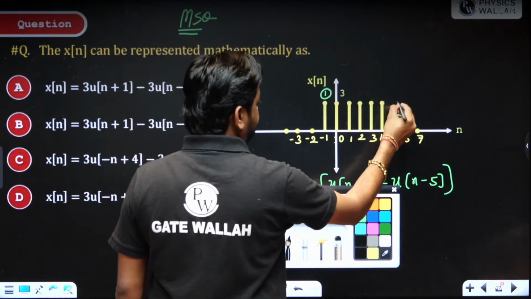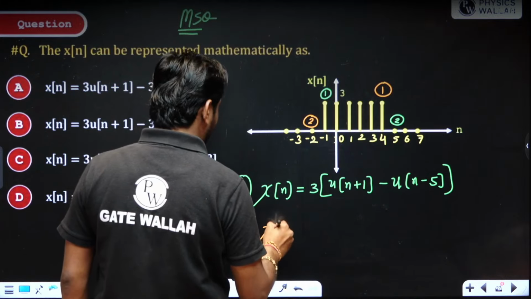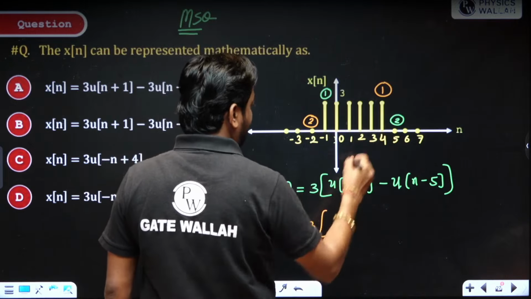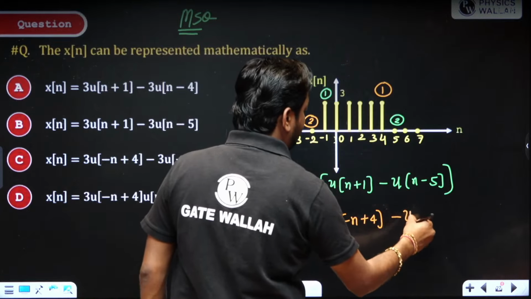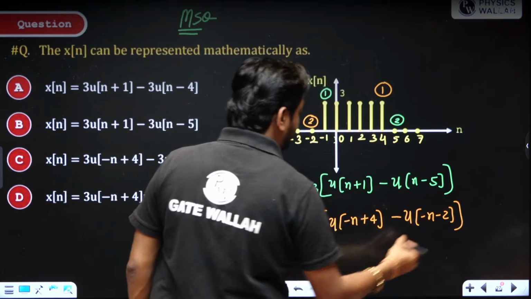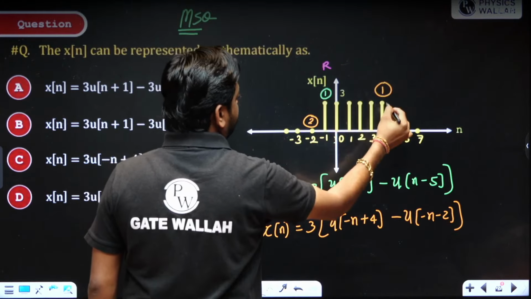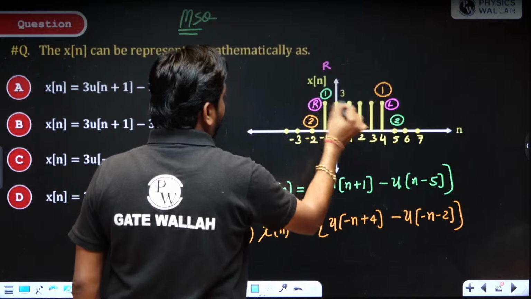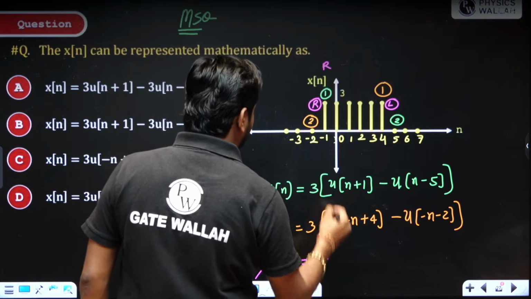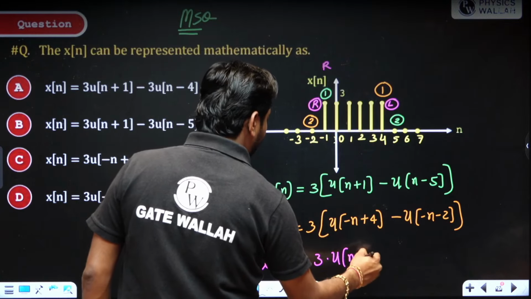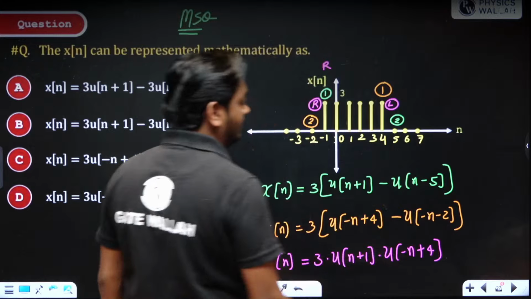Both left sided: first this one and then second this one. So here x of n is equal to 3 bracket, this is left sided, first this one u of minus n plus 4, minus second this one, u of minus n minus 2, left sided, correct. And third, this is right sided and this one is left sided, a multiplication. So x of n is equal to 3 into u of n plus 1, this is left sided, u of minus n plus 4.